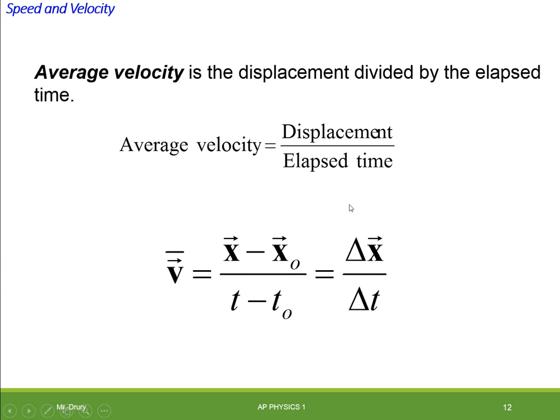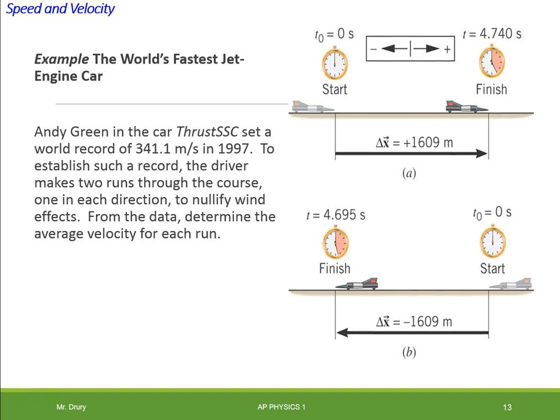So the average velocity would be equal to the change in displacement, or the change in position, over the change in time. Here's an example. Andy Green in the car Thrust SSC set a world record of 341.1 meters per second in 1997. To establish such a record, the driver makes 2 runs through the course, one in each direction, to nullify wind effects. From the data, determine the average velocity in each run.